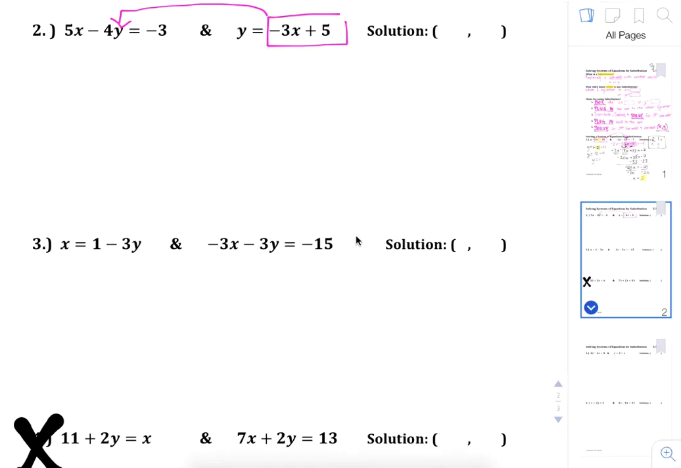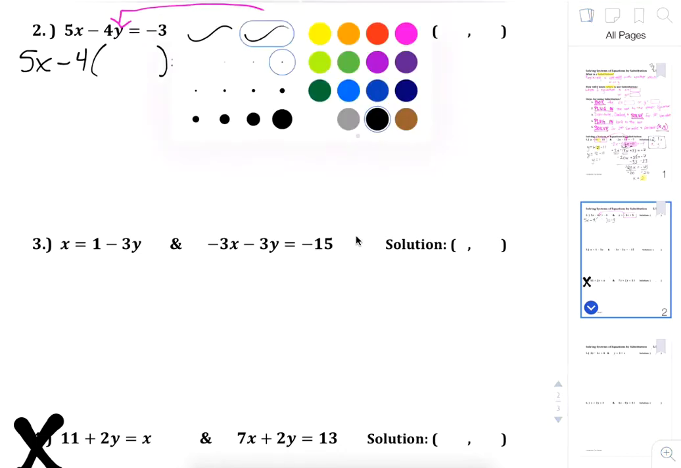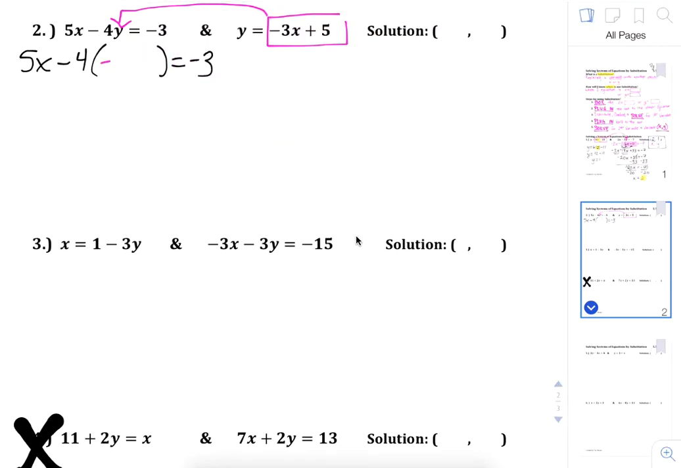Okay? So basically when you're doing this, you copy the whole question down except for the y. And where the y was, we're going to be making a big old space to put a new value in. That new value is my negative 3x plus 5. So the y comes out, y's value goes in.